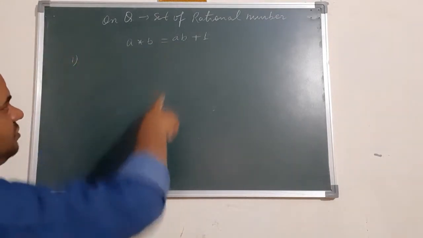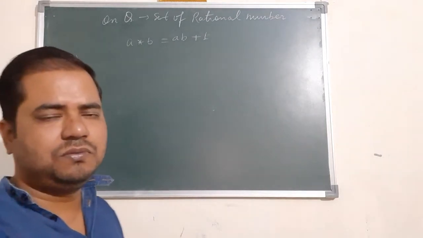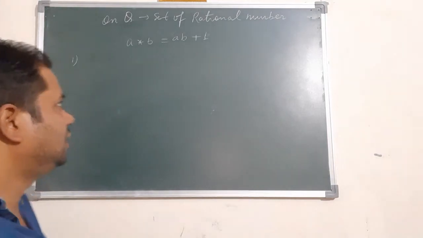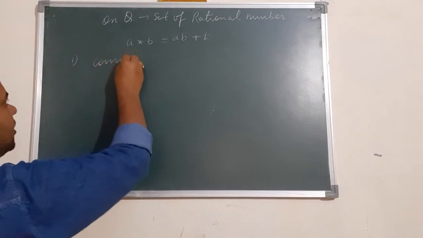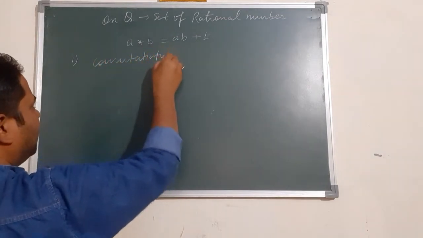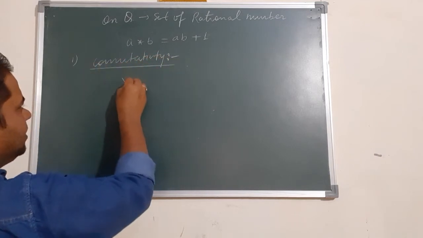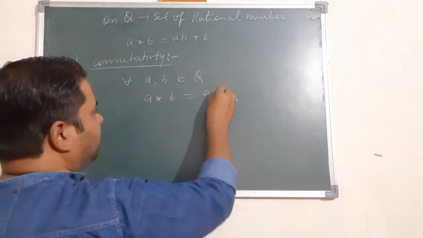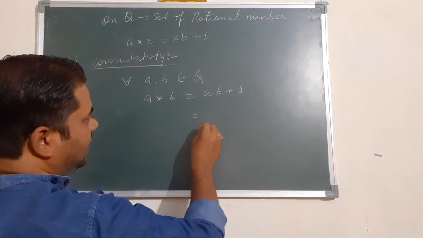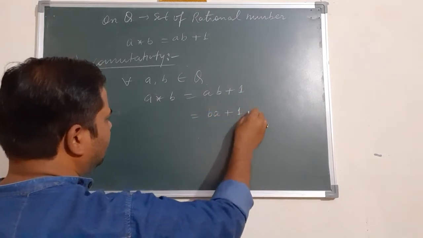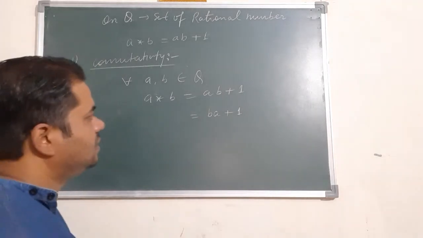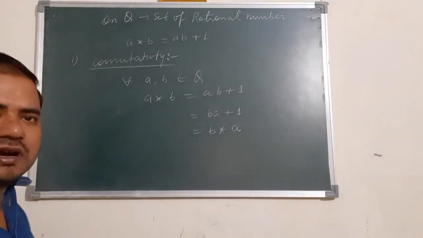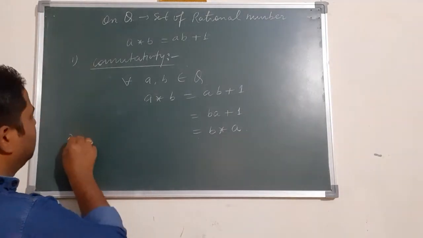First, we have to see whether this is a binary operation. Yes, if you take two numbers, then AB plus 1 is again a rational number. So it is a binary operation. Now we check commutativity. For each A, B belongs to Q, A star B is AB plus 1. We can write it as BA plus 1 because commutativity holds for rational numbers. So this is nothing but B star A. So this particular relation is commutative.